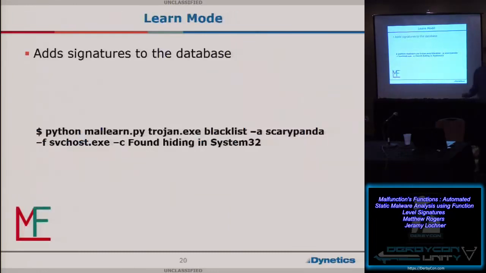So learn mode is pretty much the foundation for it, because obviously if you're scanning against, say, an empty database, there's not much information you can pull from that. So here's an example of learn being run. You just do python mallearn.py. Here we assume that the file trojan.exe is malicious, so we give the blacklist tag. It's written by some group called Scary Panda. The file name was, say, it's disguising itself as svchost.exe, and you can leave a comment there as well. And then it would gather the file type just by analyzing the binary.